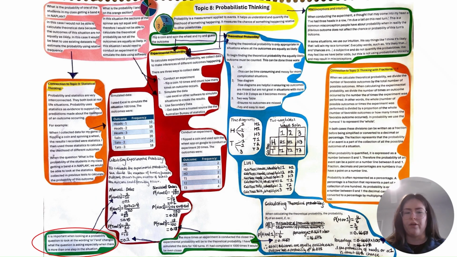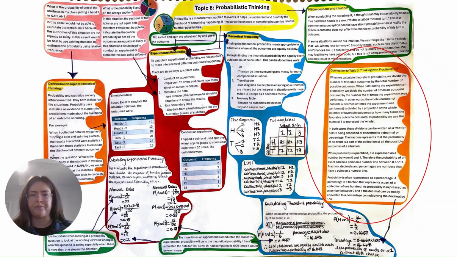I found that it's important when calculating both the experimental and theoretical probability to look at what the question is asking. The wording of the question greatly changes what is being asked. For example, heads and 1 had 2 results, while heads or 1, in the manual data, had 15 results. Often the more times an experiment is done, the closer the experimental probability will be to the theoretical probability. If I had done the simulation 100 times, it may have been even closer. You can see here that 0.18 is a lot closer to 0.16 than 0.2 is.